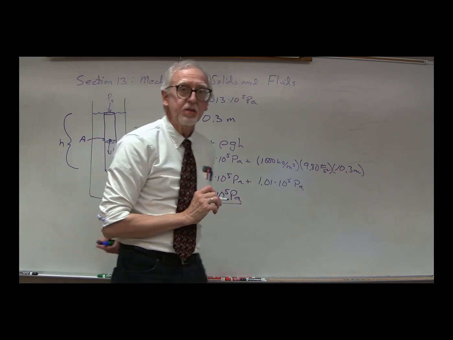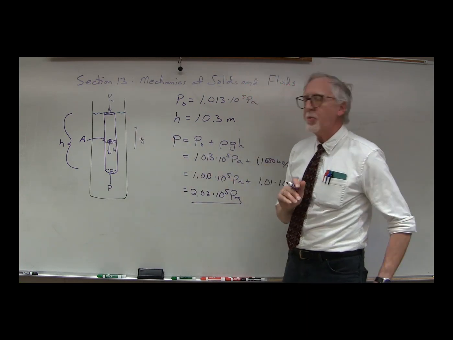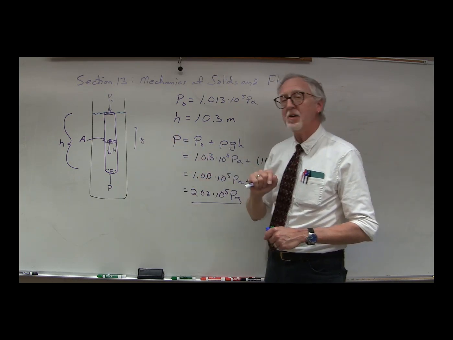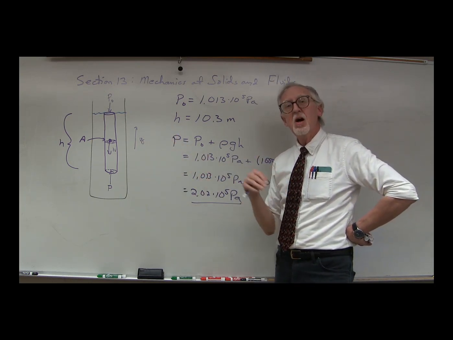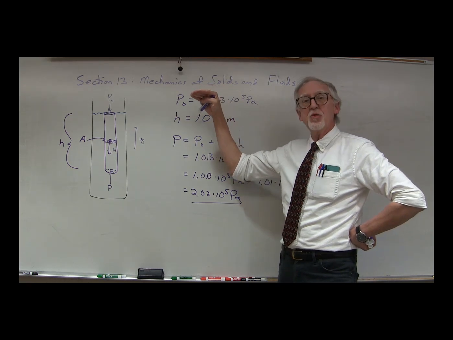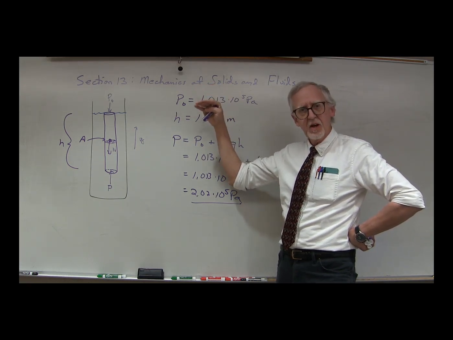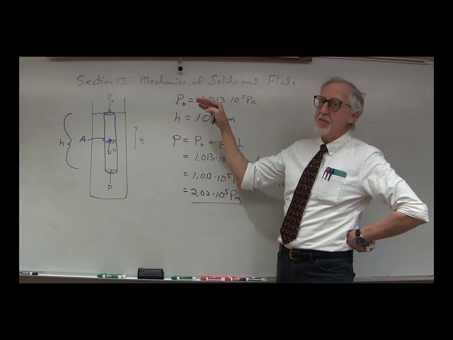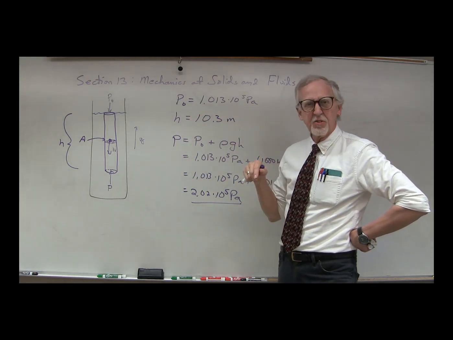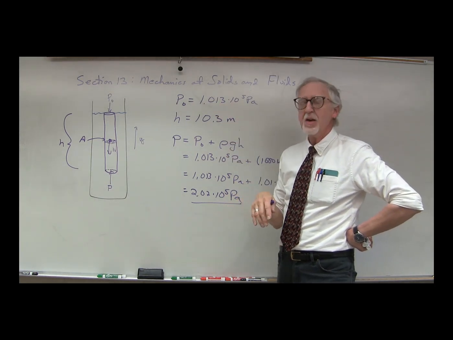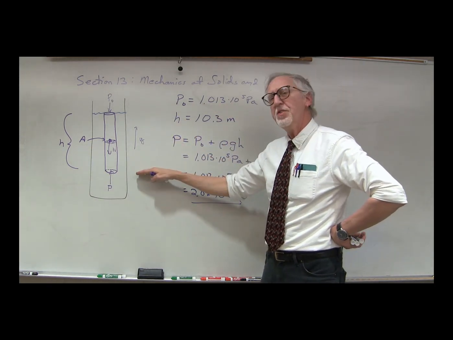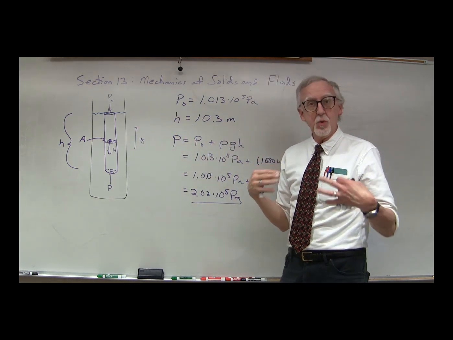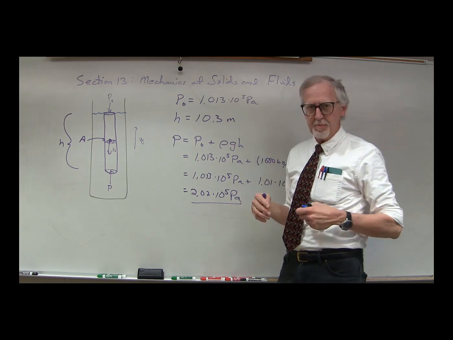In other words, when we come down 10.3 meters, we have increased the pressure by an amount that's the same as what the pressure was at the surface. So if you've ever gone swimming, if you go down 10.3 meters, that's quite a ways, about 31 feet or so. That's quite a depth. The pressure that you would feel from the water above you is the same as the pressure that we are feeling right now just due to the atmosphere.